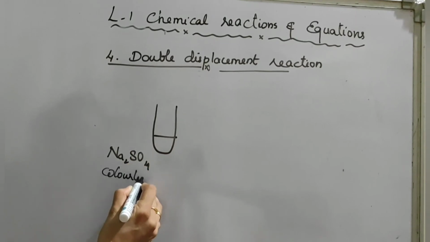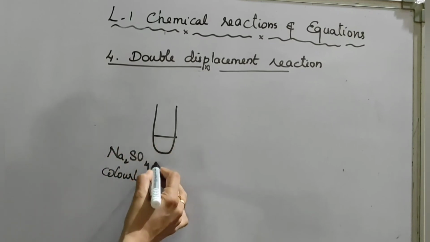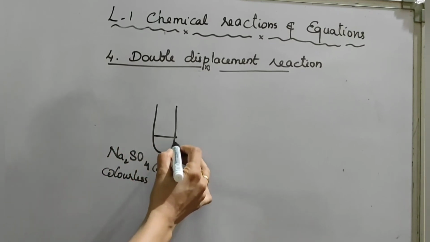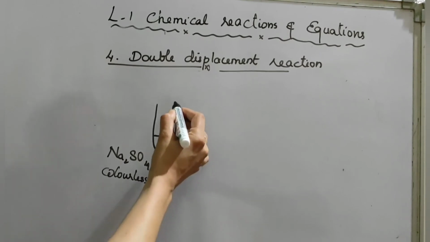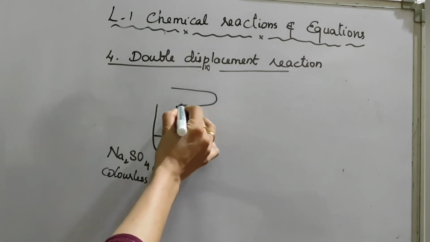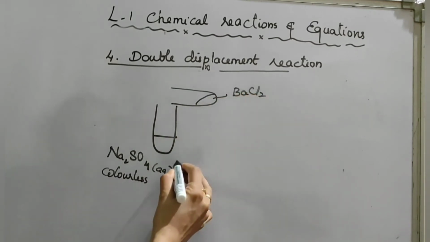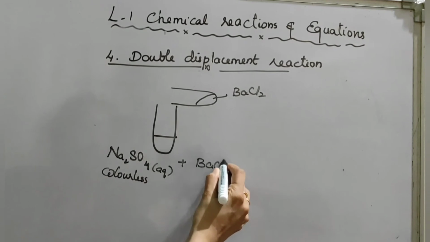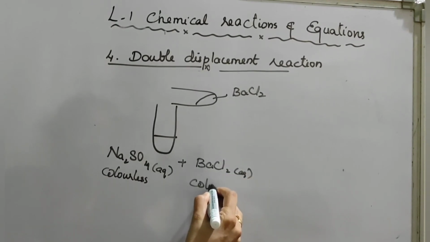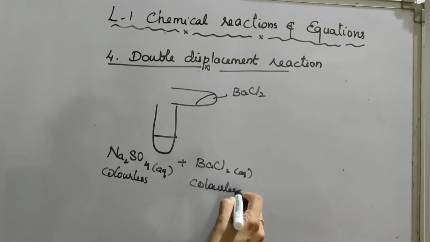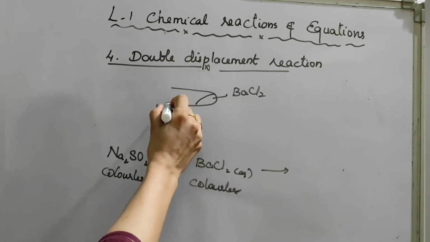solution. First you take a crystal and add some water to make a solution. So in which form? It is in aqueous form. And in another test tube you have to take barium chloride solution, BaCl2, that is also in aqueous state. Both are colorless solutions. Then mix the solutions like this.